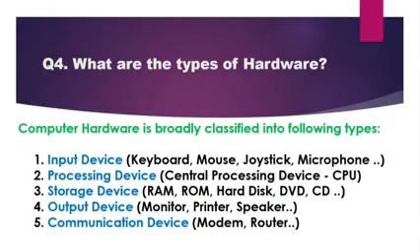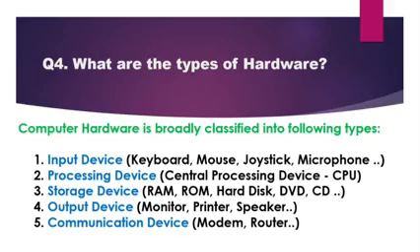Computer hardware is broadly classified into following types. Input device, that is keyboard, mouse, joystick, microphone, etc. Processing device, central processing unit, that is CPU. Storage device, that is RAM, ROM, hard disk, DVD, CD, etc. Output devices are monitor, printer, speaker, etc. Communication devices are modem, router, etc.